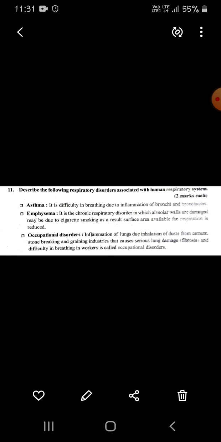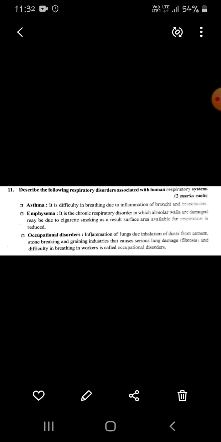Next is the 2 marks question: what are the respiratory disorders or problems we get? One is asthma, difficulty in breathing due to inflammation of bronchi and bronchioles. Another problem is emphysema, a chronic respiratory disorder in which the alveolar walls are damaged due to smoking.